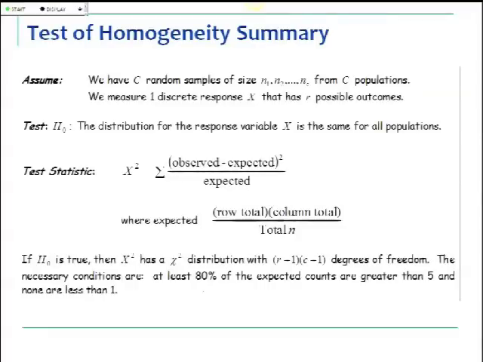The test of homogeneity involves having 2 or more populations, and you've taken a random sample, independent random samples from each. You've measured 1 response, and that response, though, is either categorical or maybe very discrete with only a few outcomes. And you're interested in learning whether or not the model for that response, that probability distribution, is the same for your populations. That's your H-naught.